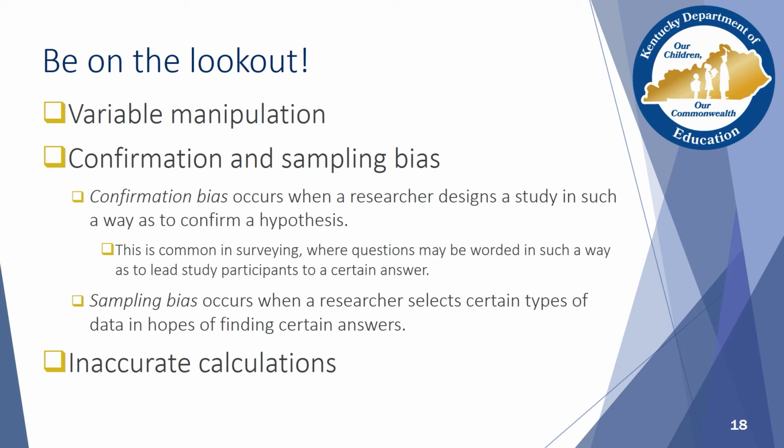a certain answer. Sampling bias occurs when a researcher selects certain types of data in hopes of finding certain answers. This is an easy mistake to make when using archival data, where the researcher must manually select the data sources and data points to be extracted.